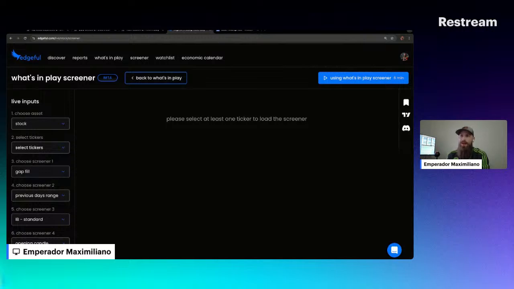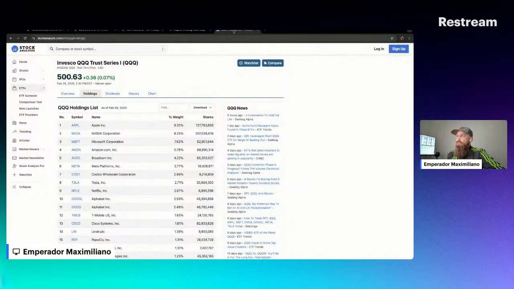Now, a lot of people talk about the Mag 7, the Mag 7, the Mag 7. Yes, Mag 7 are very important. However, personally, I like to look at the top 10. What are the top 10 heaviest weighted stocks in QQQ? Maybe you didn't know this. This is what I'm going to show you.